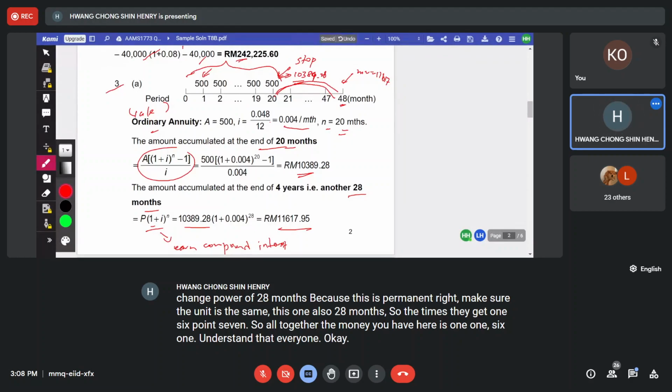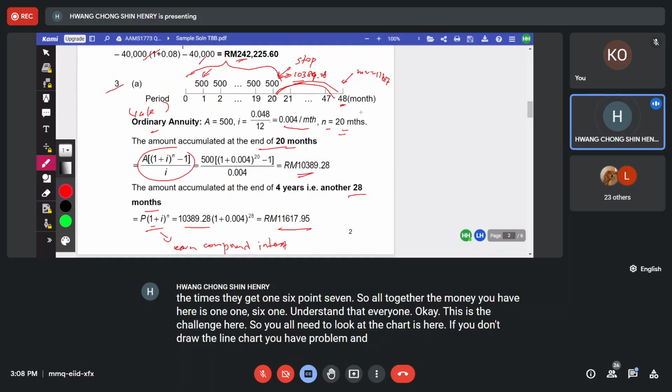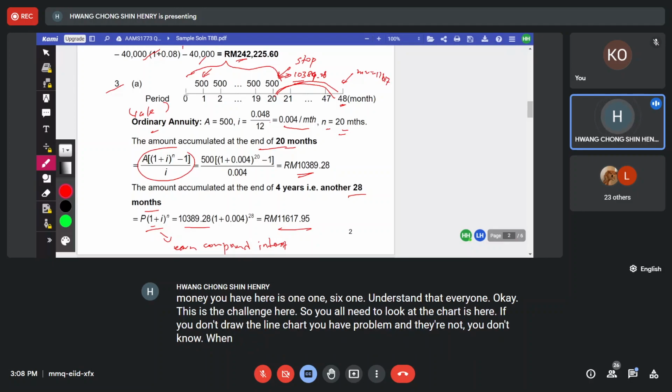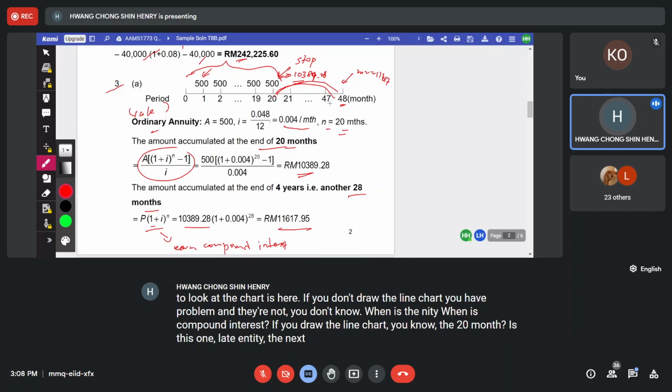Okay. This is the challenge here. So you all need to look at the chart. You see, if you don't draw the line chart, you will have problem. Right? You don't know when is the annuity, when is compound interest. If you draw the line chart, you know the 20 months is based on late annuity. The next 28 months is based on compound interest. Can you see or not, everyone?